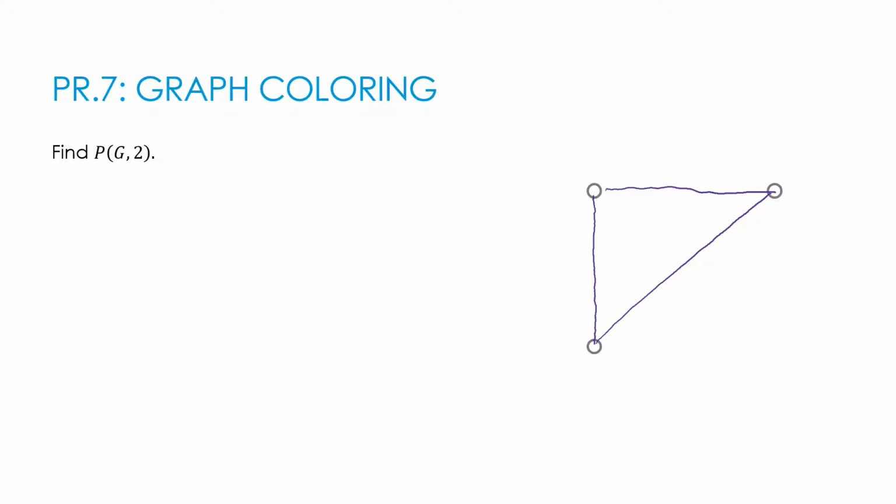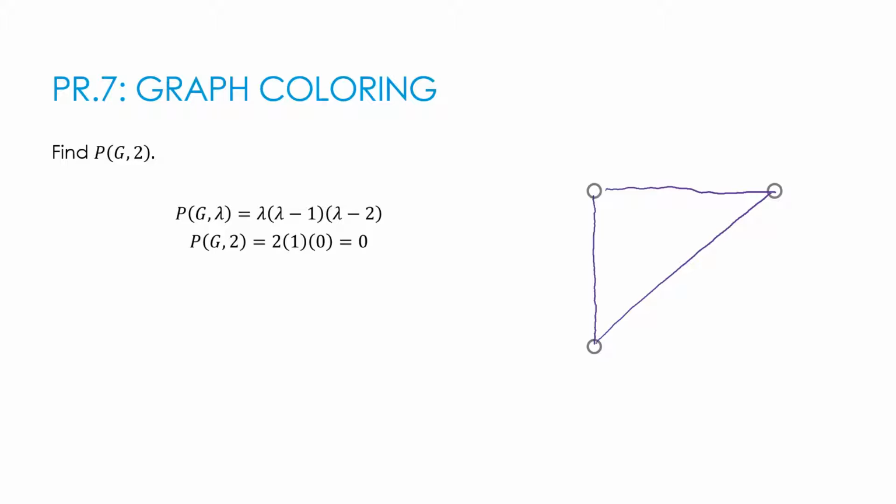Last question for chapter 11, I'm asking for the chromatic polynomial for G comma 2, which of course means how could I color this with 2 different colors? Try this on your own. When you're ready, press play to see how you did. Hopefully we have determined that that is impossible.